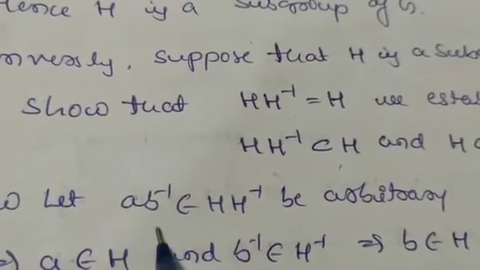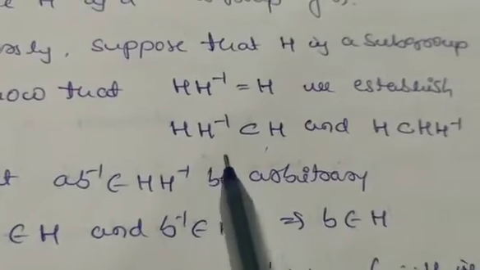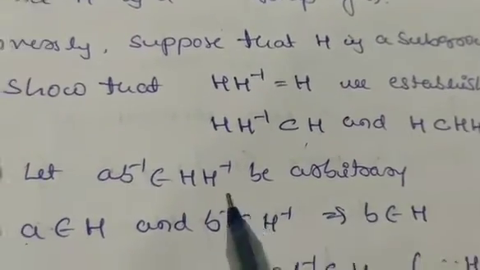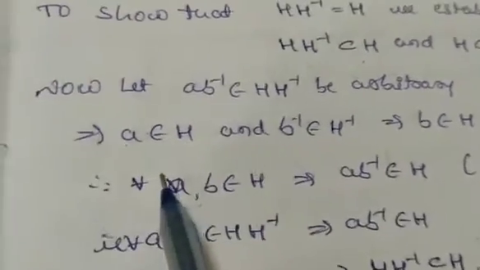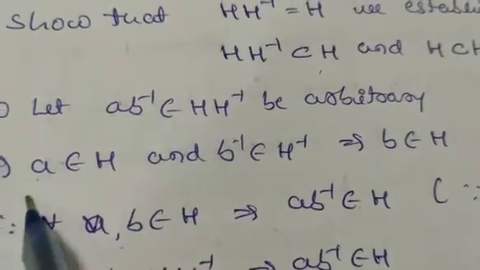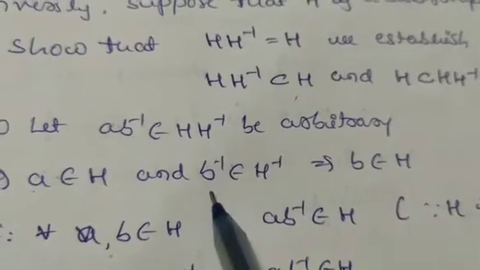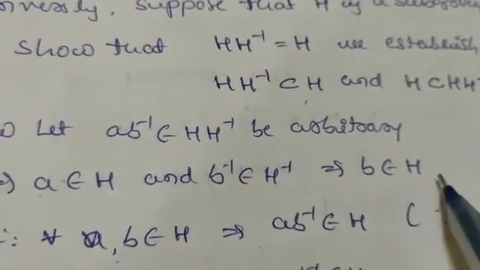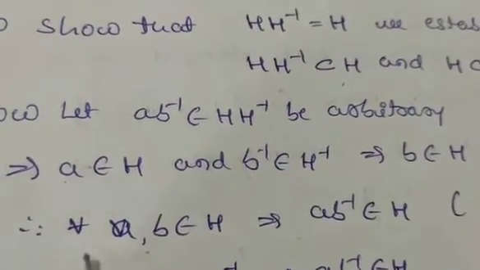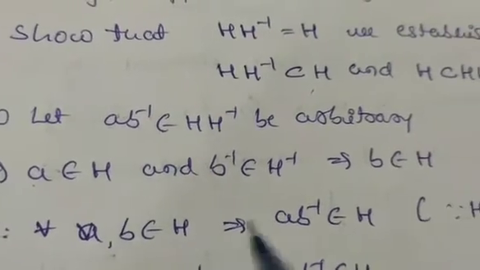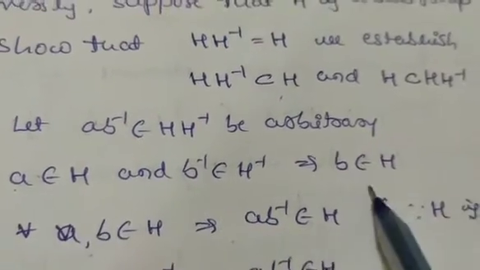Now let us take an arbitrary element AB inverse which belongs to H into H inverse. Then this implies A belongs to H and B inverse belongs to H inverse. Then if B inverse belongs to H inverse, B also belongs to H. So for all A, B belonging to H, A belongs to H and B also belongs to H.